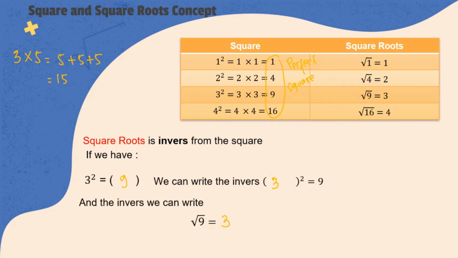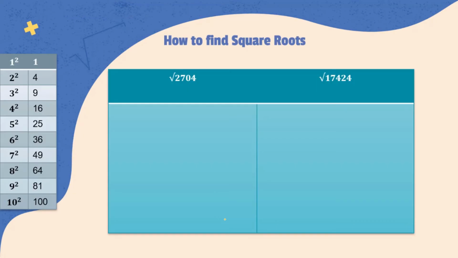Now let's do the exercise of how to find square roots. The key to finding square roots is you have to remember the squares from 1 until 10. Because before we just learned with only 2 digits, but what if we solve more than 2 digits? Okay, let's find out together. How about the square root of 2704?